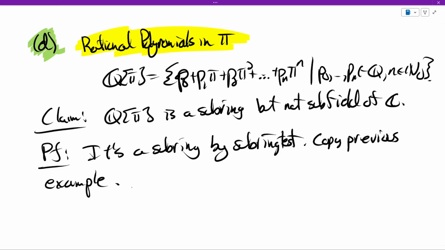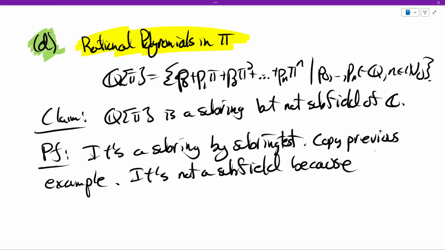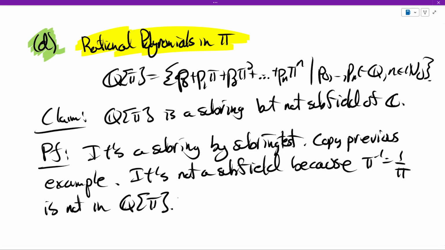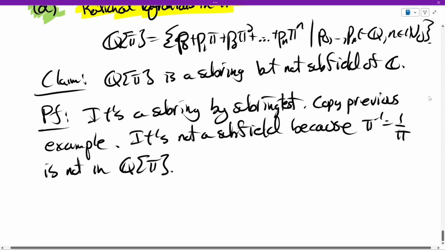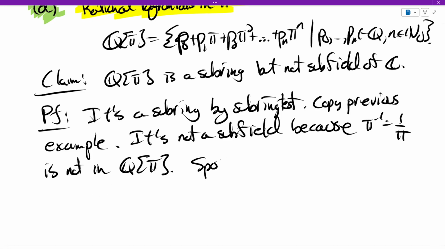So why is it not a subfield? It's not a subfield because pi inverse, which is 1 over pi, is not in Q adjoin pi. That is, there's no polynomial expression in pi that will give you 1 over pi. All right? So suppose there was. So suppose 1 over pi is in it, for a contradiction.